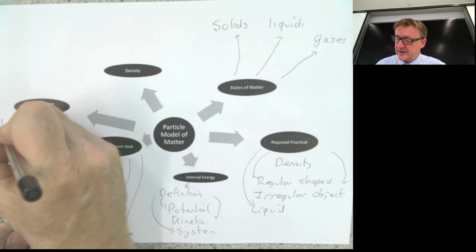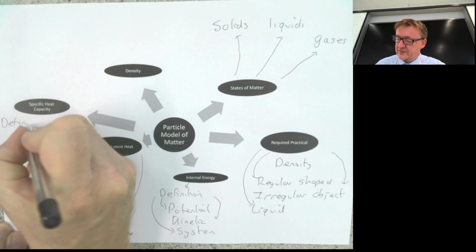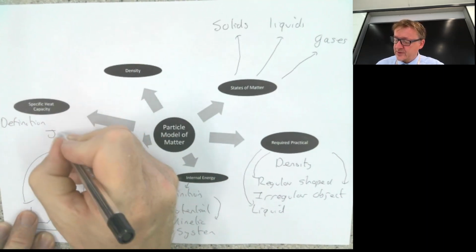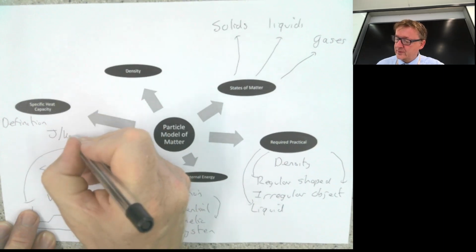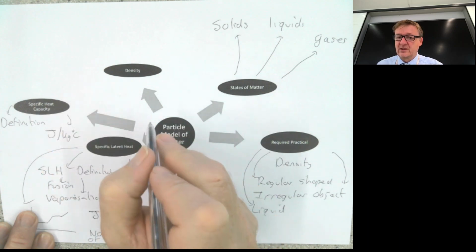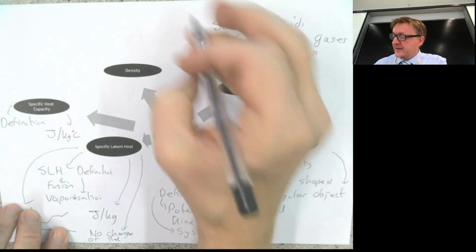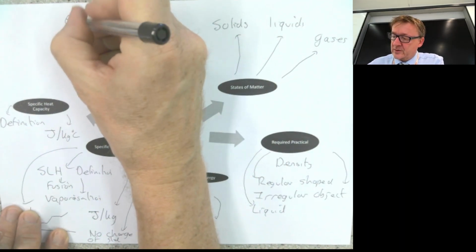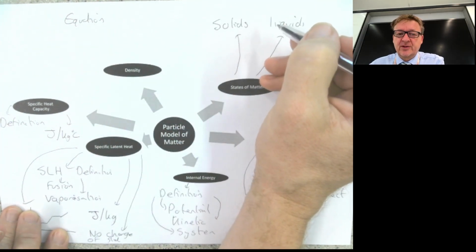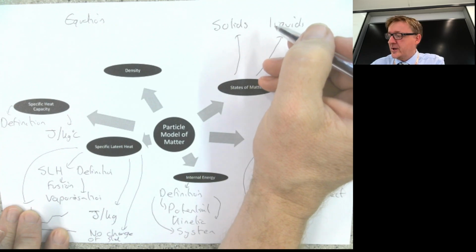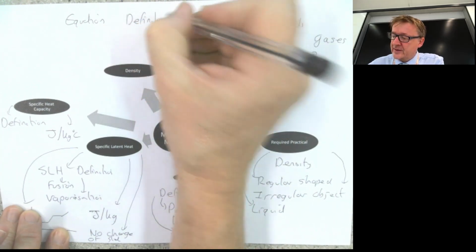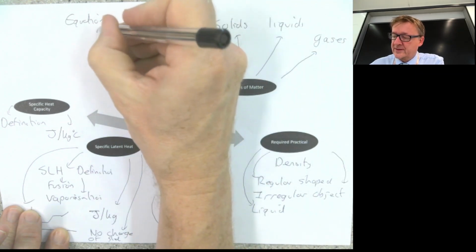Specific heat capacity, you need to know the definition. And you also need to know the units, which are a bit unusual, joules per kilogram degrees C. Density, you need to know the equation. It's one of those ones that comes up a huge amount, and you need to know the equation for it. And then you also need to know the definition of what density actually is.